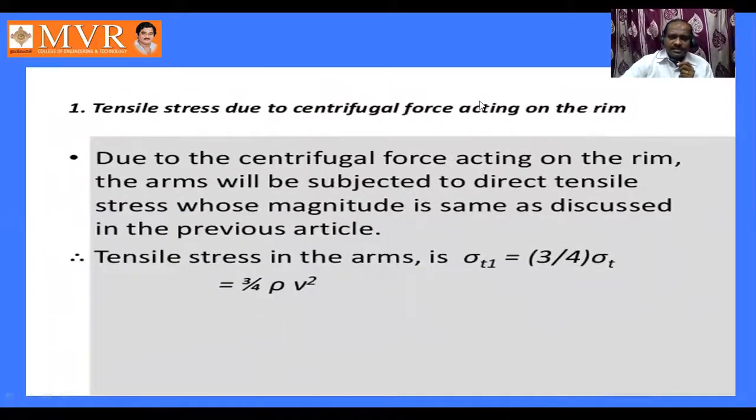So tensile stresses due to the force acting on the rim. Due to the centrifugal force acting on the rim, the arms will be subjected to direct tensile stresses, whose magnitude is the same as discussed in the previous article. So tensile stress is equal to force by area, based upon that relation, 3 by 4 into density into V square.